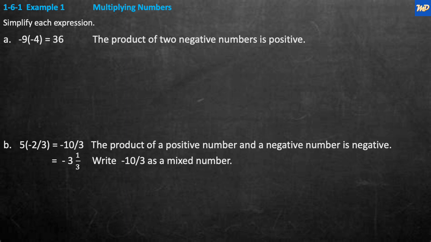Problem A, negative 9 times the quantity negative 4 equals 36. So the product of two negative numbers is positive. And then the second one, problem B, 5 times the quantity negative 2/3 is equal to negative 10/3, because the 5 and the 2 multiply. You had to do that. 5 times 2 is negative 10 over 3. So the product of a positive number and a negative number is negative. And we're going to write this as negative 3 1/3. So what we're doing is writing negative 10/3 as a mixed number.